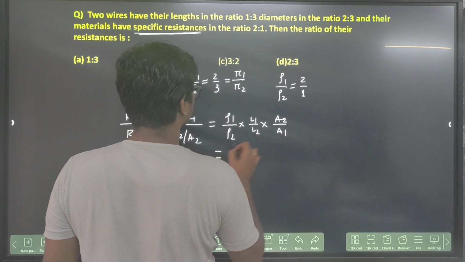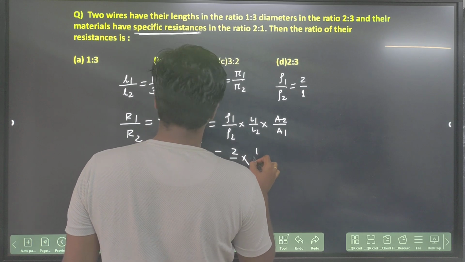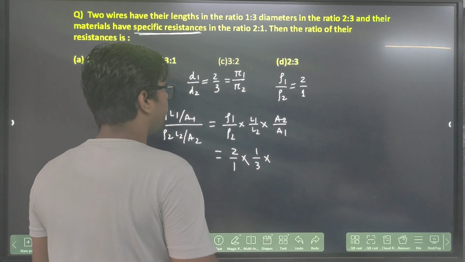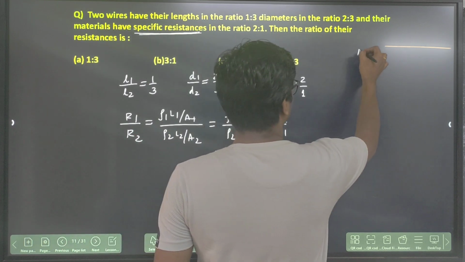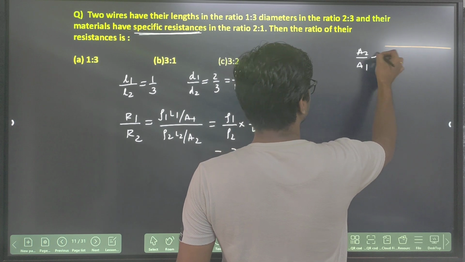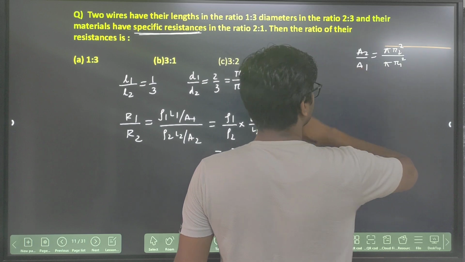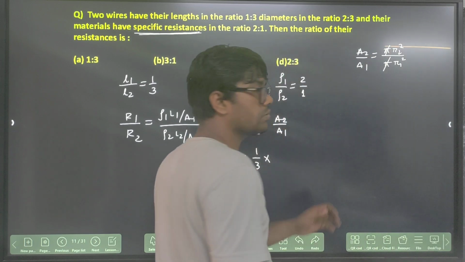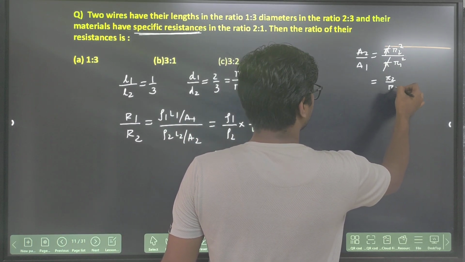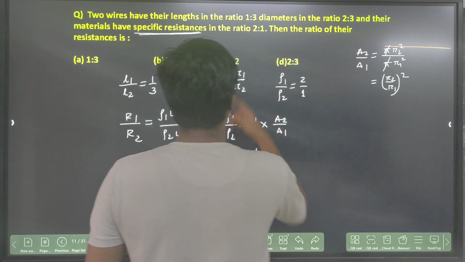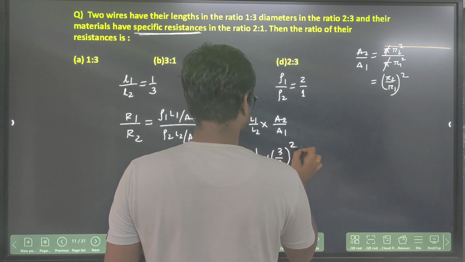So rho 1 by rho 2 is how much? 2 by 1 into L1 by L2, which is 1 by 3, into A2 by A1. A2 by A1 will be pi R2 square over pi R1 square, right? Pi gets cancelled out, this will be R2 square by R1 square. So I can write this simply as R2 by R1 whole square. So I know R1 by R2 is 2 by 3, so R2 by R1 will be 3 by 2 whole square.